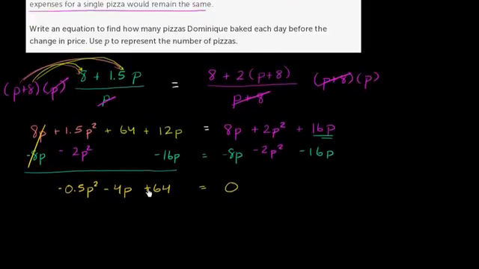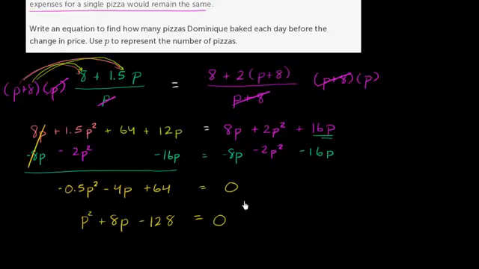And just to make this a little bit cleaner, let's multiply both sides of this equation by negative 2. I want the coefficient over here to be 1. So then we get p squared plus 8p, negative times negative 2, so minus 128 is going to be equal to 0.